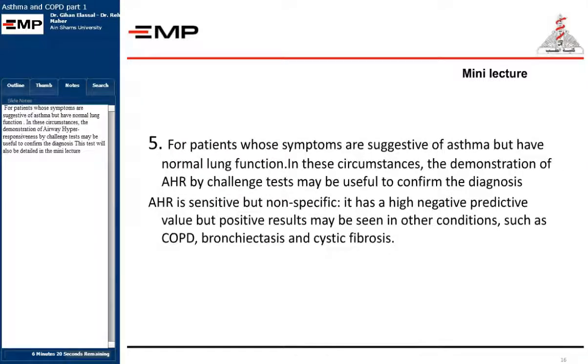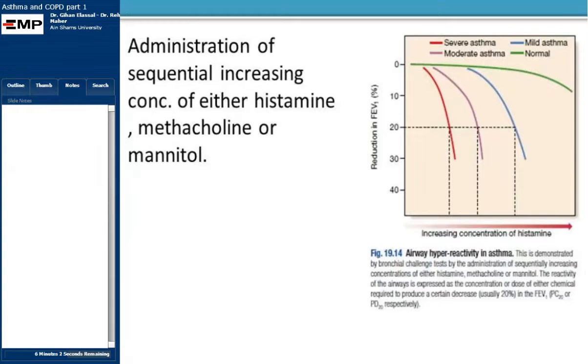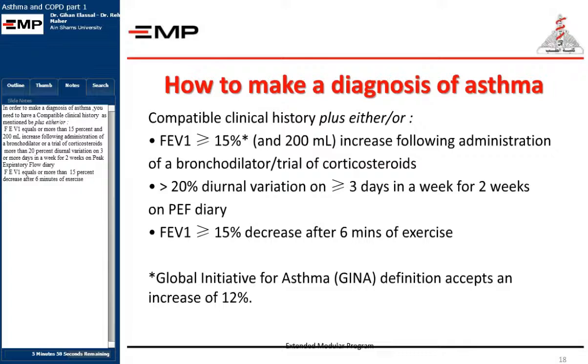For patients whose symptoms are suggestive of asthma but have normal lung function, in these circumstances, the demonstration of airway hyper-responsiveness by challenge tests may be useful to confirm the diagnosis. This test will also be detailed in the mini-lecture. In order to make a diagnosis of asthma, you need to have a compatible clinical history as mentioned.